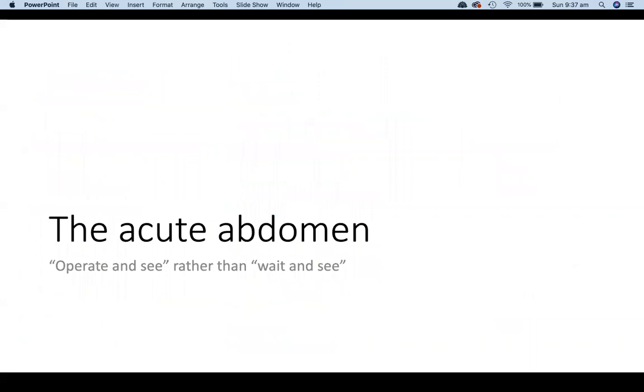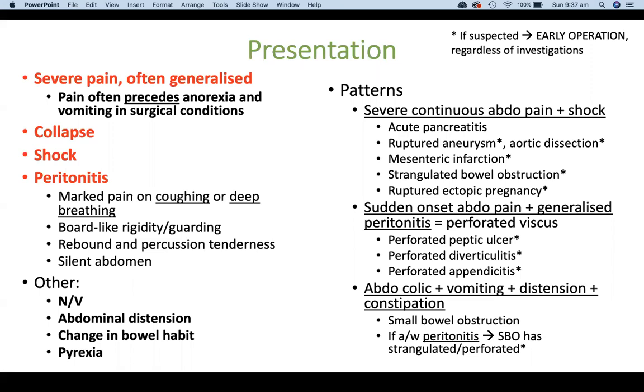So we're going to start off with the acute abdomen, which is essentially an emergency. You want to send them to theater as soon as you can. And then after this, we'll go into a more systematic approach through the whole GI tract. So essentially, remember these four things: severe pain, collapse, shock, peritonitis. And if you get any of this kind of picture in an OSCE or in an EMQ, the thing you have to do is send them to theater as soon as you can. And these will give you some more localizing features to tell you what's actually going on.